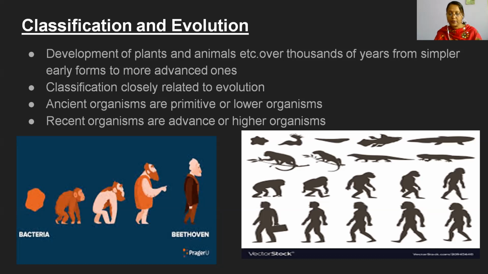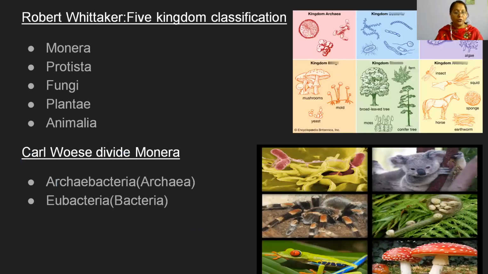But some organisms have acquired their body designs relatively recently and have complex forms and functions. These organisms are advanced or higher organisms. Now, we will see how the organisms are classified.